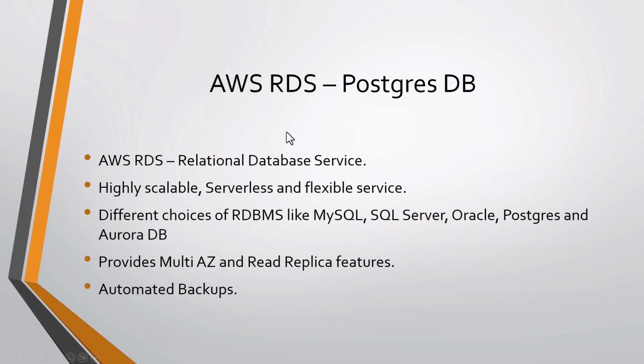Now, if we try to understand what the AWS RDS service is, it's technically a relational database service on the cloud, highly scalable, serverless, and flexible. When we talk about serverless, it does not mean that there are no servers at the backend. Technically, there are servers, but they are abstracted from the end users and developers. So AWS does everything at the backend, and you just get a kind of software as a service model where you can just interact with the database and use it.